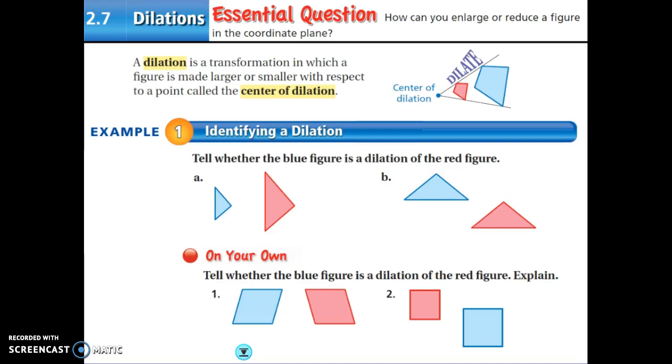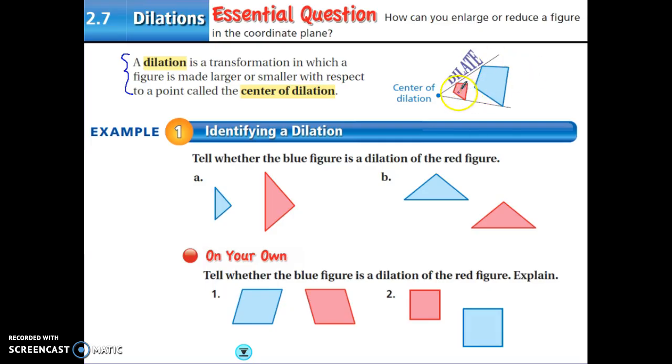Hello and welcome. Today we're going to be discussing our first day of section 2.7, which is on dilations. In this first paragraph, we have the definition of dilations. A dilation is a transformation in which a figure is made larger or smaller with respect to a point called the center of dilation. In the image to the right is a really good illustration of dilations.